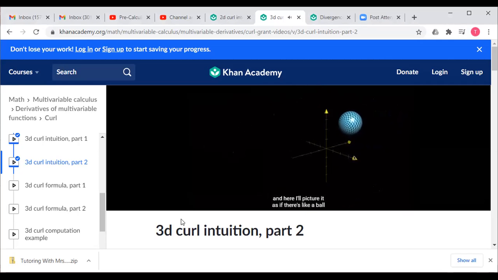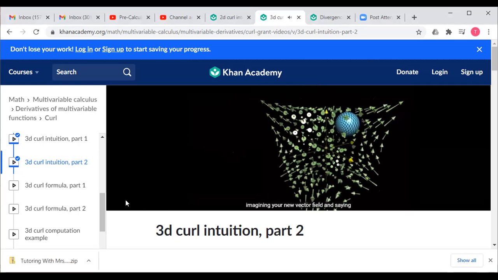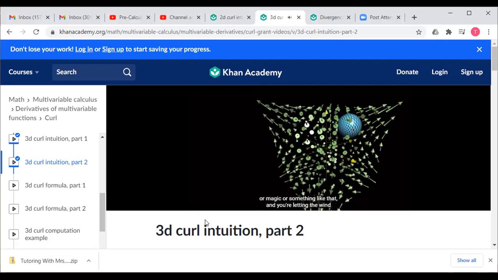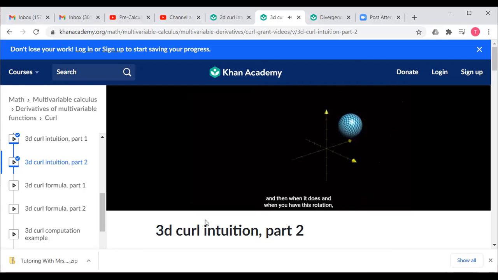you're going to have some kind of rotation. Here I'll picture it as if there's a ball or a globe sitting there in space. Maybe you imagine your vector field and ask what kind of rotation it is going to induce in that ball just floating there. Maybe you're imagining a tennis ball that you're holding in place in space using magnets or magic, and you're letting the wind freely rotate it, and you're wondering what direction it tends to rotate. Once you have this rotation, you can describe that 3D rotation with some kind of vector. In this case, it would be a vector that points out in that direction, because we're curling our right-hand fingers over in that direction.